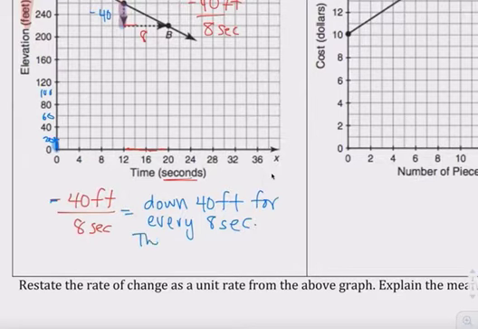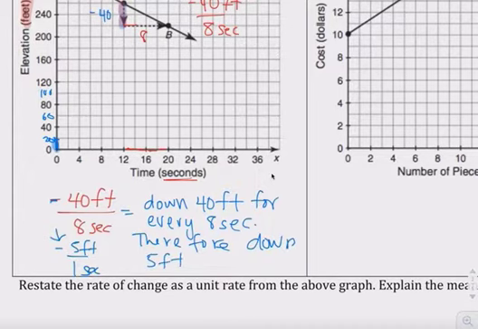Now, how much is it for every second? Therefore, for every second you divide that, you get negative 5 over 1, 5 feet per second for 1 second. Therefore, down 5 feet, that's why the negative: 5 feet per second, or each second. Each and per mean the same.